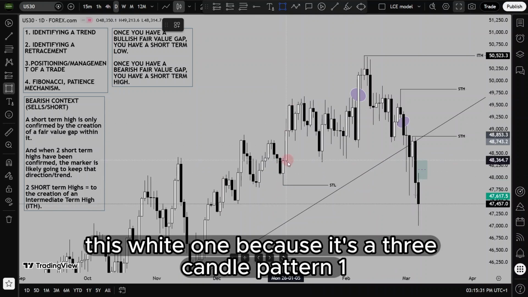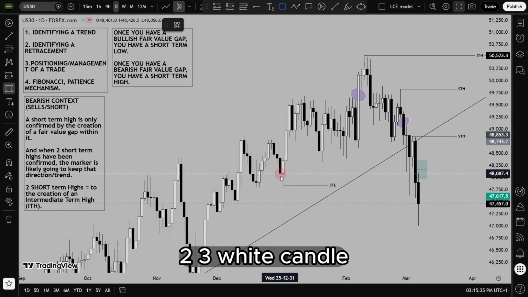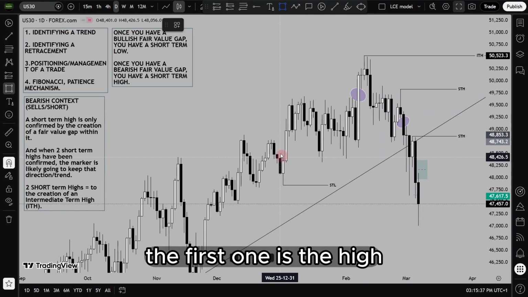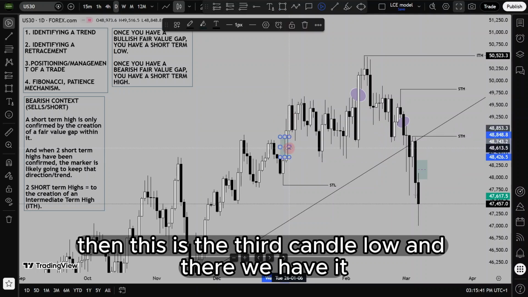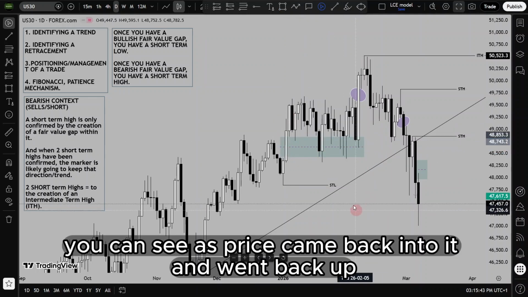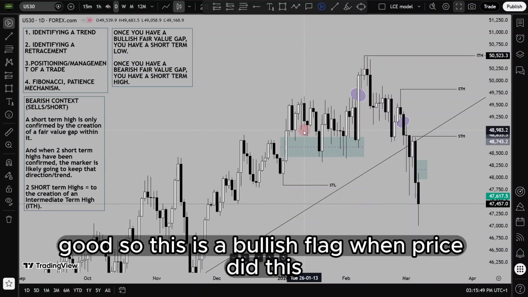Where's the first candle? This white one, because it's a three candle pattern. One, two, three. White candle. The first one is the high. Then this is the third candle, the low. And there we have it. You can see as price came back into it and went back up, right? Good. Yes. So this is a bullish fair value gap.